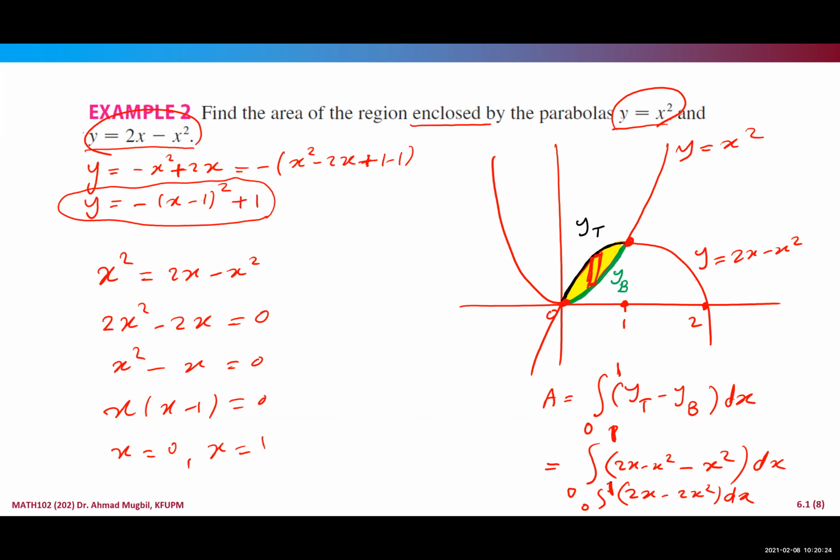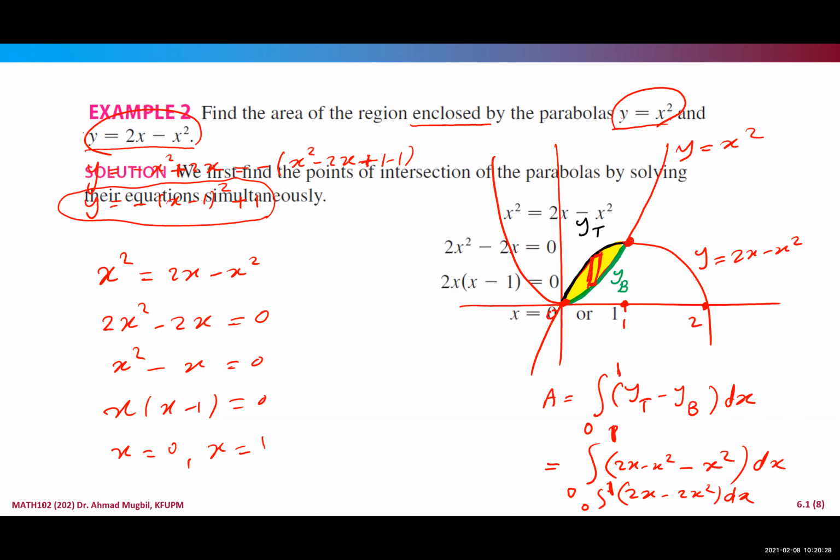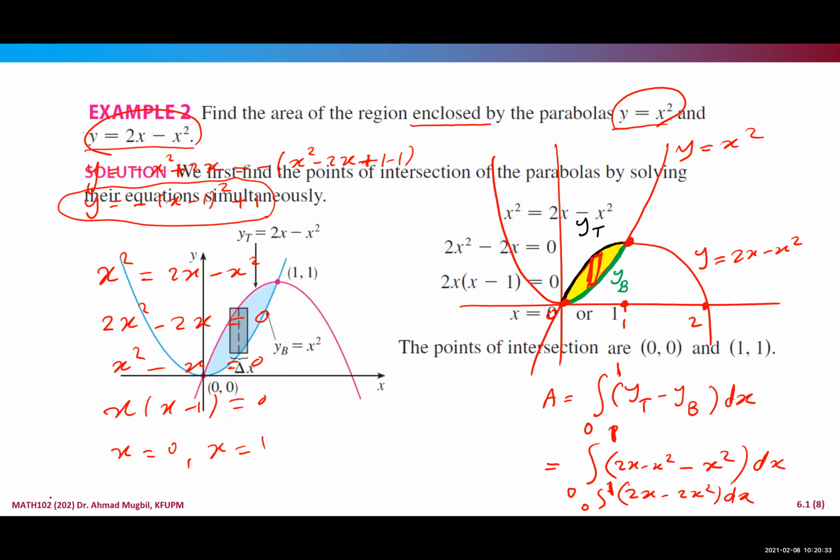You know how to find this integral. No need to spend more time, ya shabab, on finding the integral. The main target here is to understand the process of calculating the area. Here we are. Any question, ya shabab?